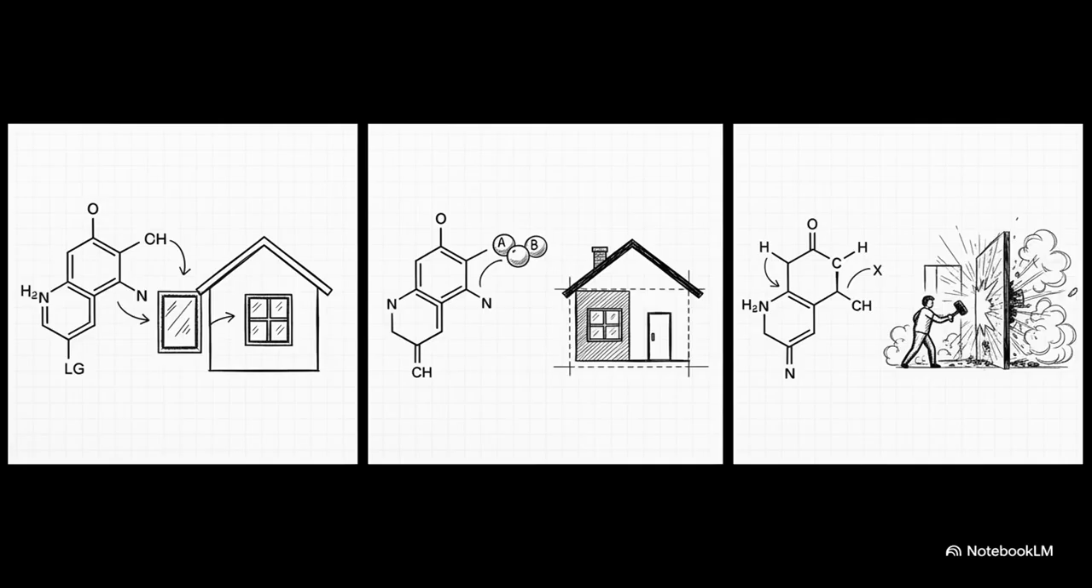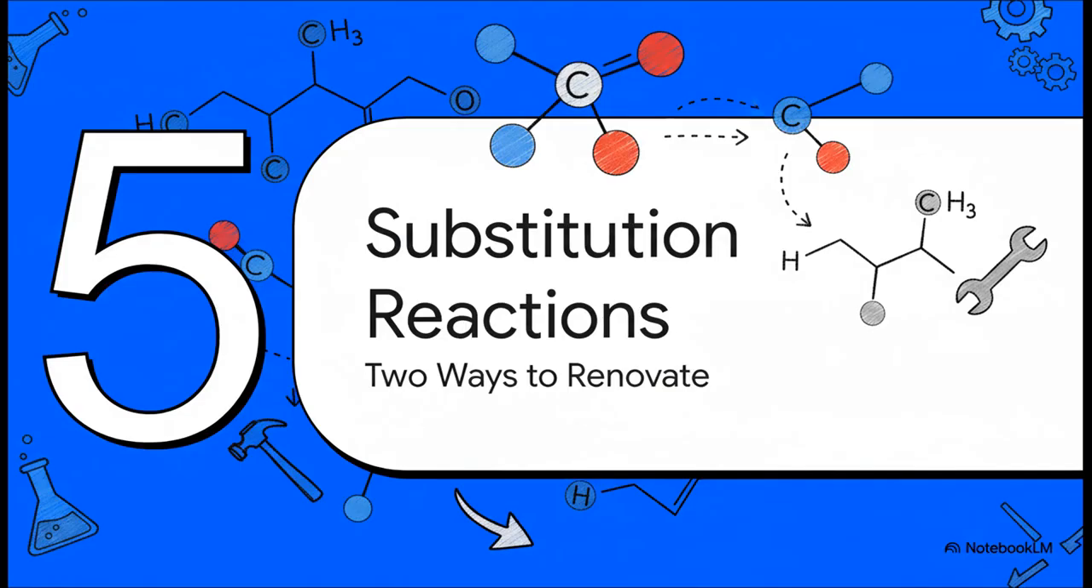Substitution is just like swapping out an old window for a new one. Addition is like building an extension onto your house, adding new atoms across the double bond. And elimination is the exact opposite. It's like knocking down a wall to open up a room, removing atoms to create a double bond. So let's zoom in on that first project, substitution.